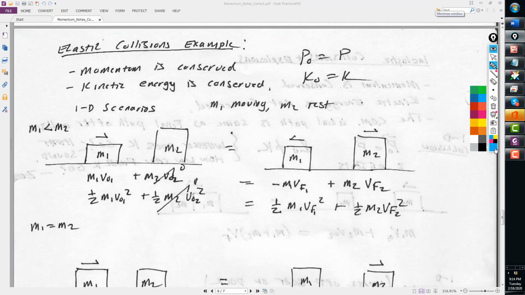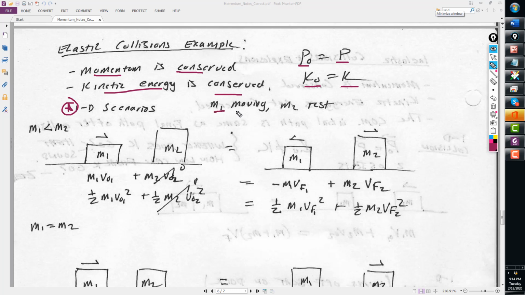All right, let's talk about elastic collisions. When we talk about a perfectly elastic collision, we're not talking about friction, we're not talking about sound, we're not talking about any of that stuff. Momentum is conserved and kinetic energy is conserved. They're both conserved. So P initial equals P final, and kinetic initial equals kinetic final. Now I'm going to give you some one-dimensional scenarios here. I think they're important to memorize.